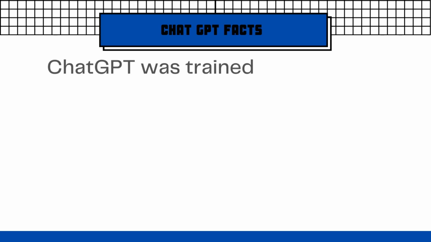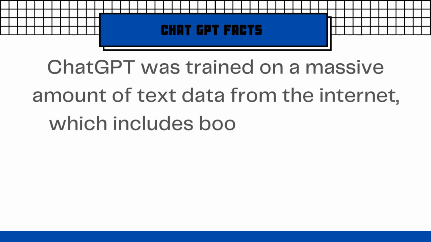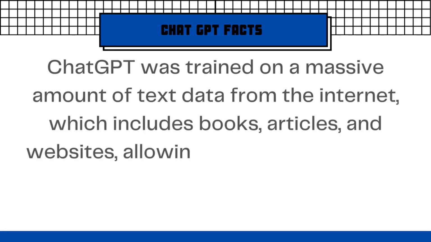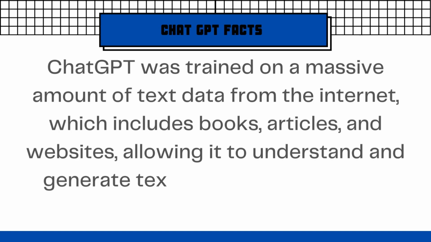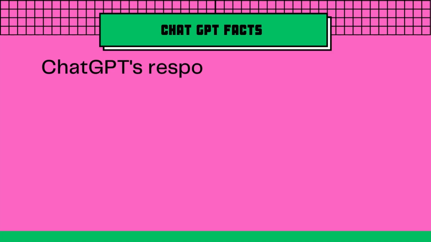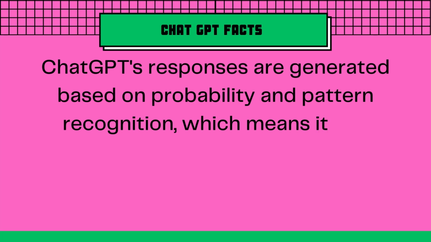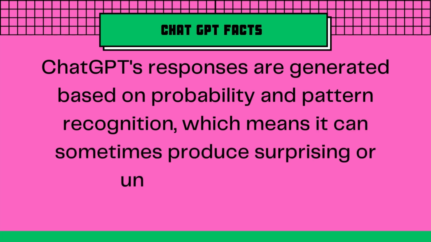ChatGPT was trained on a massive amount of text data from the internet, which includes books, articles, and websites, allowing it to understand and generate text in multiple languages. ChatGPT's responses are generated based on probability and pattern recognition, which means it can sometimes produce surprising or unexpected results.